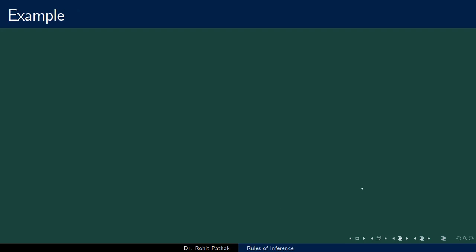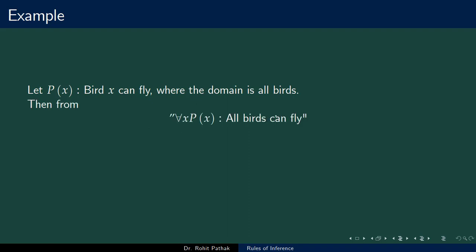For example, let P(x) be the statement "bird x can fly", where the domain consists of all birds. Then from this premise, for all x P(x), all birds can fly, you can conclude that a peacock can fly, or a parrot can fly, or a pigeon can fly, or any other bird. So from for all x P(x) you can conclude this, right?